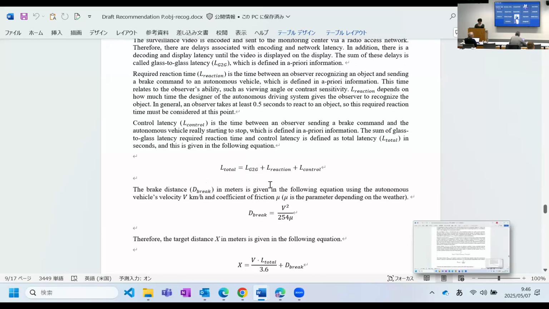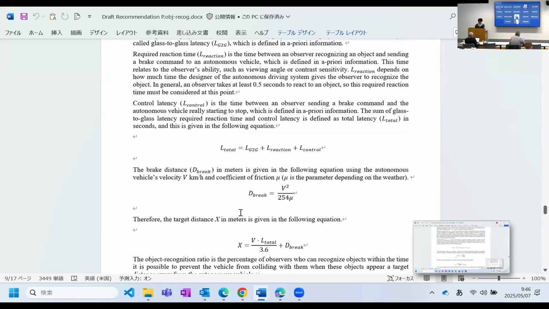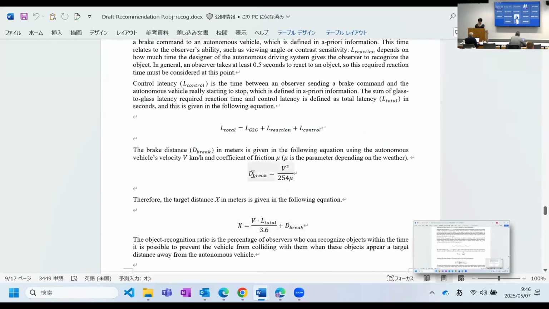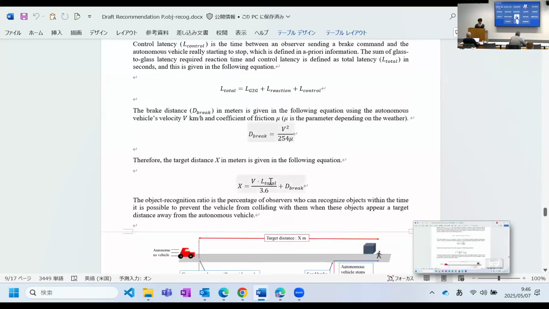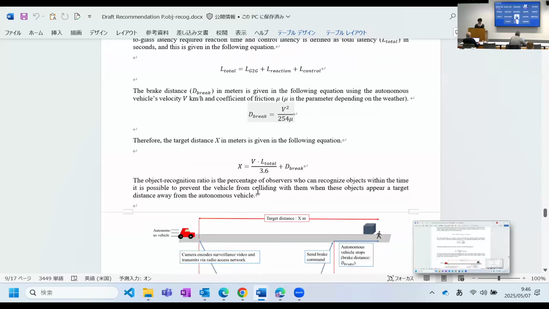Also, the brake distance is given in the following equation. Using the coefficient of friction, the brake distance is calculated. Then the target distance is defined as the distance from the surveillance camera to the object when it appears, considering all these latencies and the brake distance. The target distance is calculated with this equation.